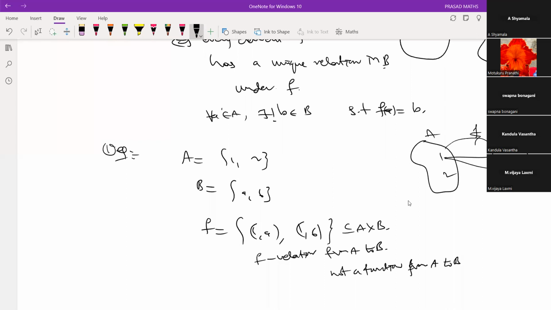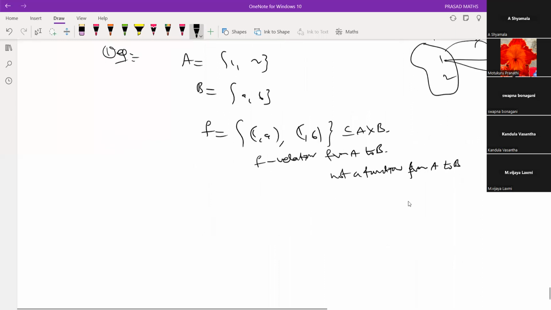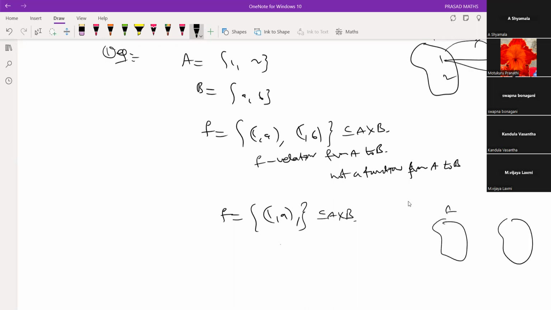From A to B. Right? Suppose you take F equals {(1,a)}. That's it, only (1,a). Is it a relation? Yes. Relation, but is it a function? No, sir. It is not a function.